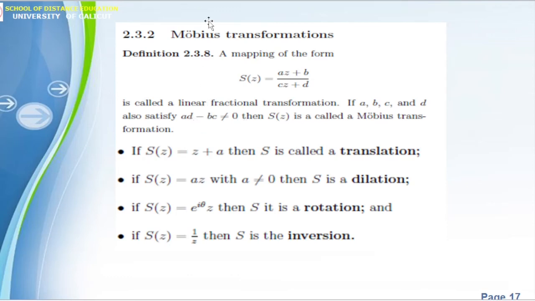And if S of z is of the form z plus a, then we can say that this S is a translation. If S of z is equal to az for a not equal to 0, then S is called a dilation. And if S of z is of the form e raised to i theta into z, then S is a rotation. If S of z is 1 by z, then S is called inversion.